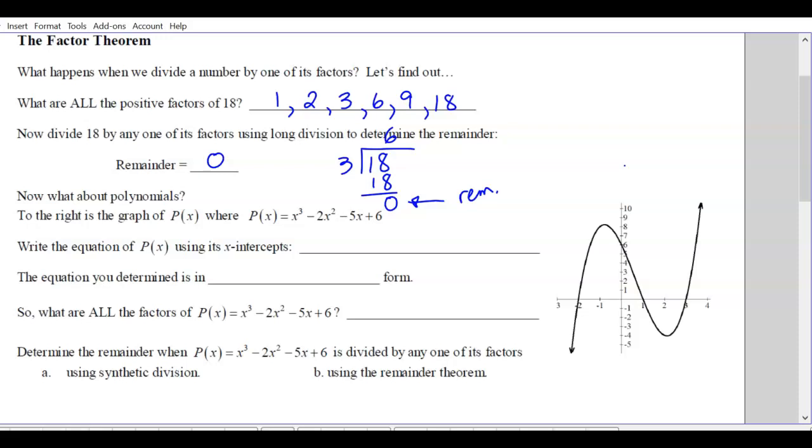So what about polynomials? Well, the same thing is going to apply, except now we're not dealing with just numbers. So it says write the equation of p of x using its x-intercepts. P of x is drawn for you here, okay? And so you can see the x-intercepts. And so you can use your work from earlier in this chapter to come up with an equation of that. Okay, so here, now we don't know what, I'm going to put a for right now, and then put my factors.